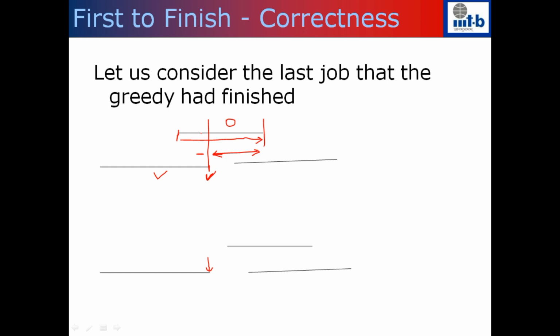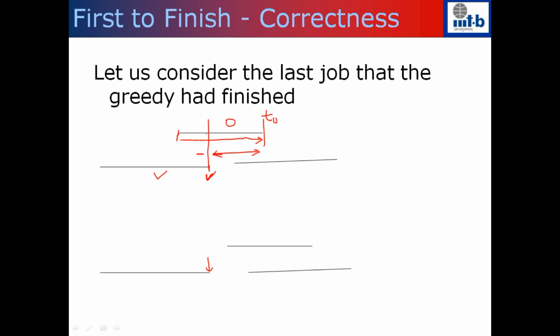But this is a contradiction to the fact that T0 is the first time when the number of jobs done by the optimum is more than the number of jobs done by the greedy algorithm. Okay, let's repeat. T0 is the time when the optimum is doing one more job than the greedy algorithm, right? So that means that if you just look at the time just before T0, both of them are doing the same number of jobs.